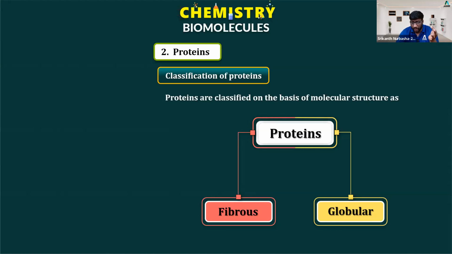Yes or no? Fibrous means those proteins will have polypeptide chains, because protein is nothing but many polypeptide chains. Polypeptide is a linear polymer of alpha amino acids. When polypeptide chains of amino acids lie side by side, they form a fiber-like structure and they are called fibrous proteins. And are they going to be soluble in water or insoluble in water? The fibrous proteins. Why are they insoluble in water?